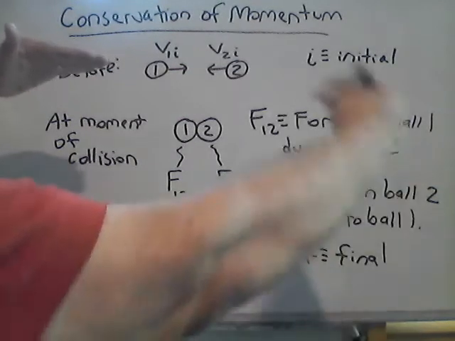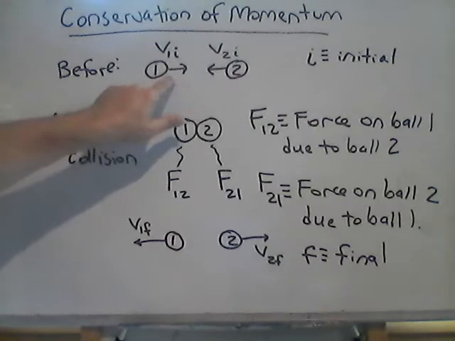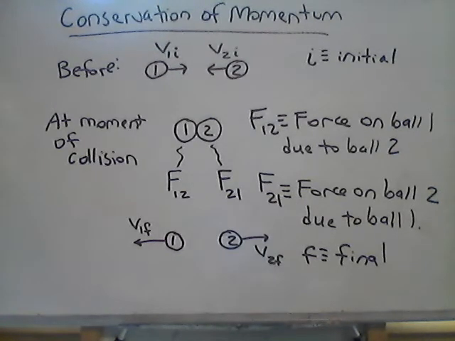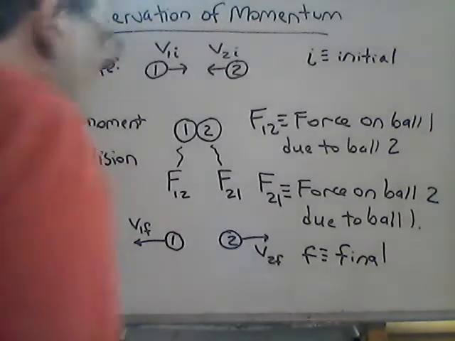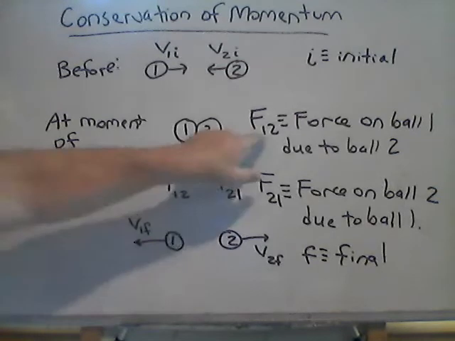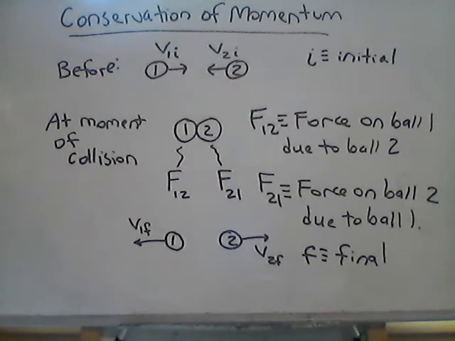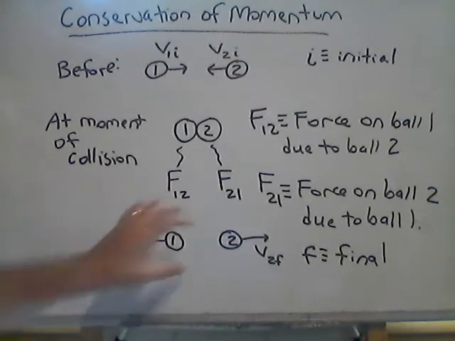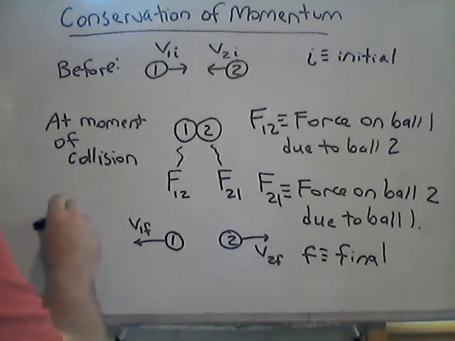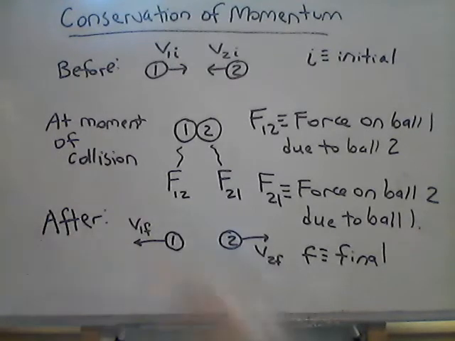Ball one is heading toward ball two. Ball one has a V1I initial velocity, and ball two has a V2I initial velocity. They collide. At the moment of collision, ball one feels a force F12, the force on ball one due to ball two. Ball two, from its perspective, feels a force F21, the force on ball two due to ball one. And then afterwards, before and after, ball one goes off to the left at a final velocity V1F, and ball two goes off to the right at a final velocity V2F. F stands for final.